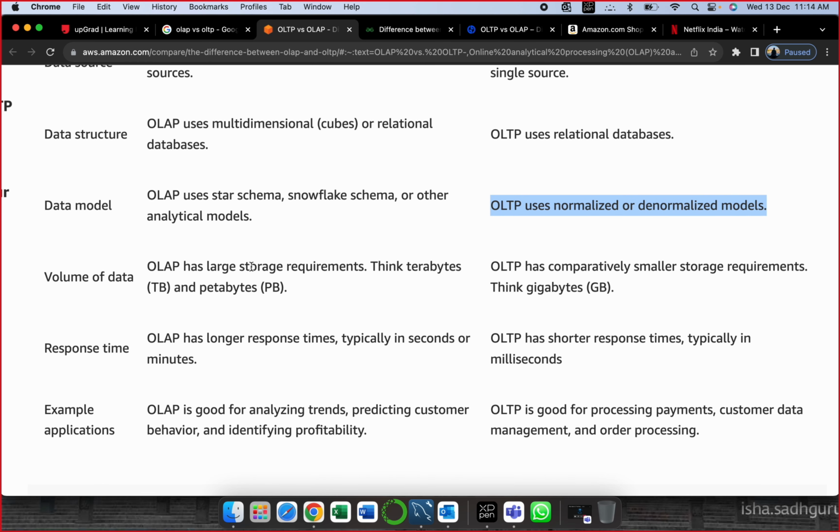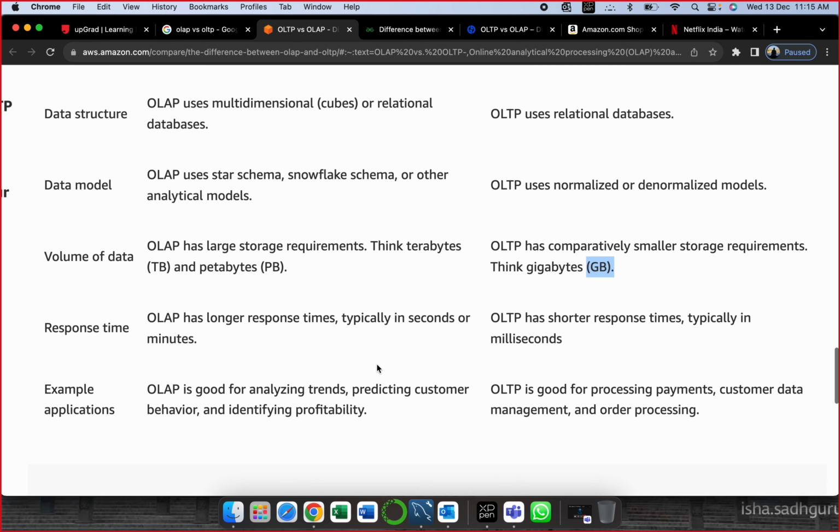Volume of the data. OLAP requires large storage, think terabytes or petabytes. So the data is rather in TB or PB. It has a large data. Whereas OLTP requires a small storage, like in gigabytes, GB. Again, because OLAP works on historical data, the size would be large. Obviously, the size would be large.